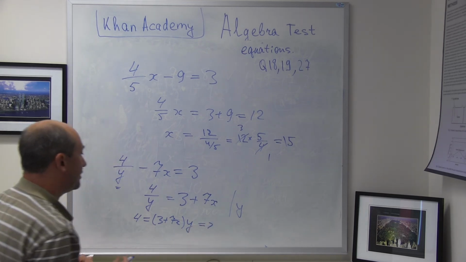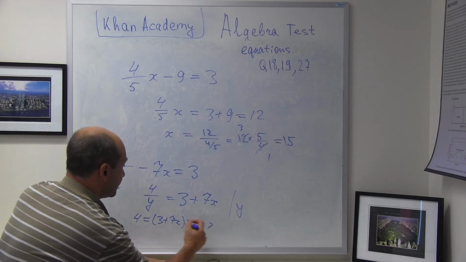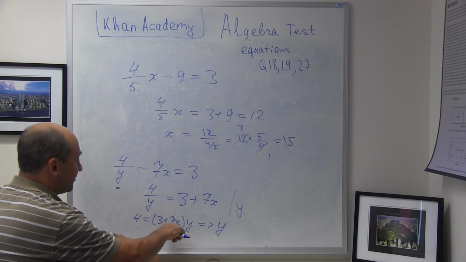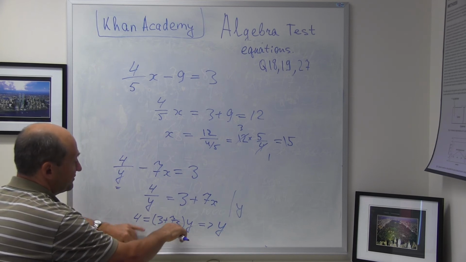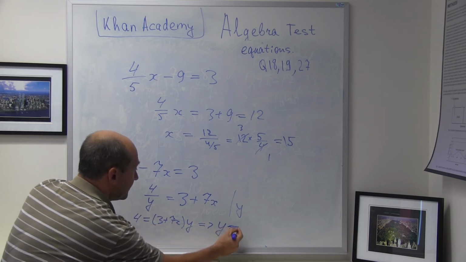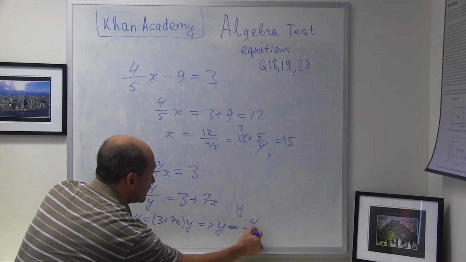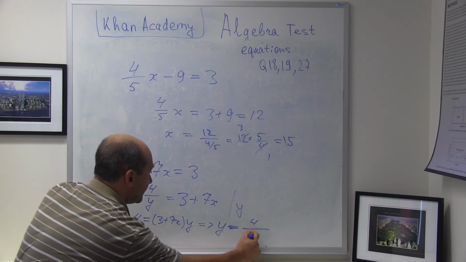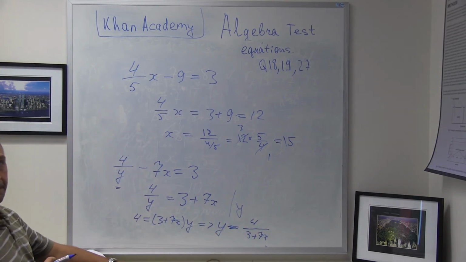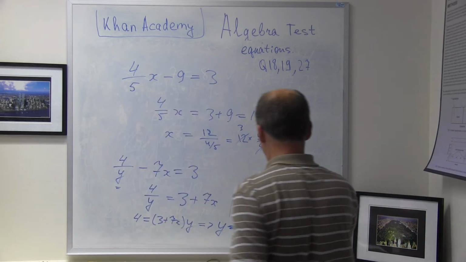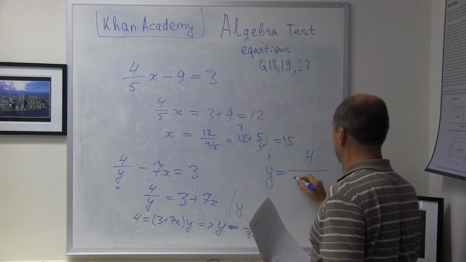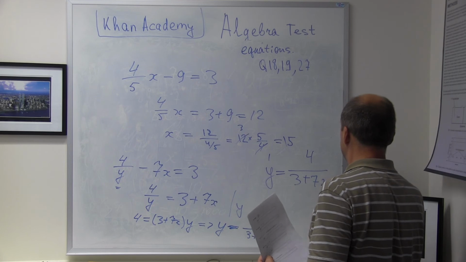Now, to extract y, what we need to do is put it on the left hand side. We divide both parts of the equation by 3 plus 7x, so that we remove that here, have y by itself, and here we'll have 4 divided by 3 plus 7x. Quite simple, and the answer therefore should be written as y is equal to 4 divided by 3 plus 7x.